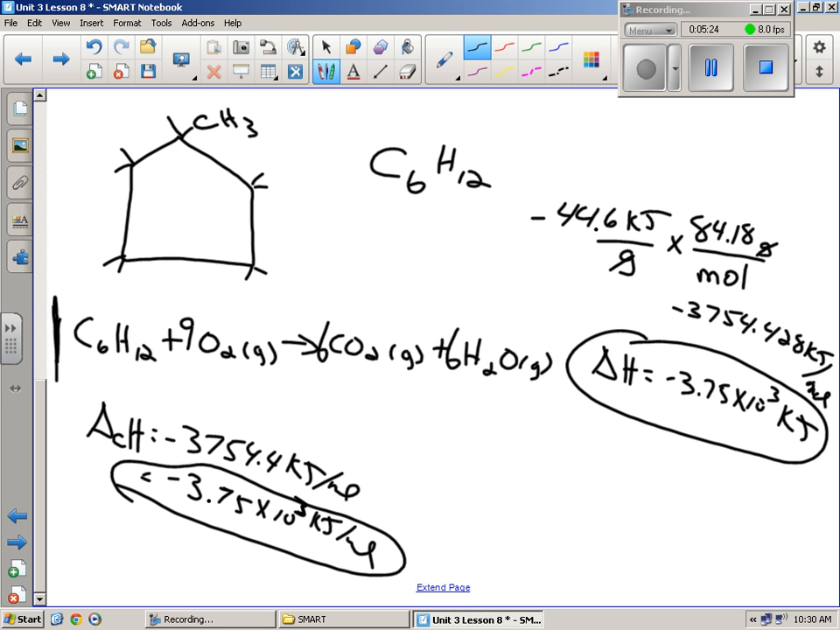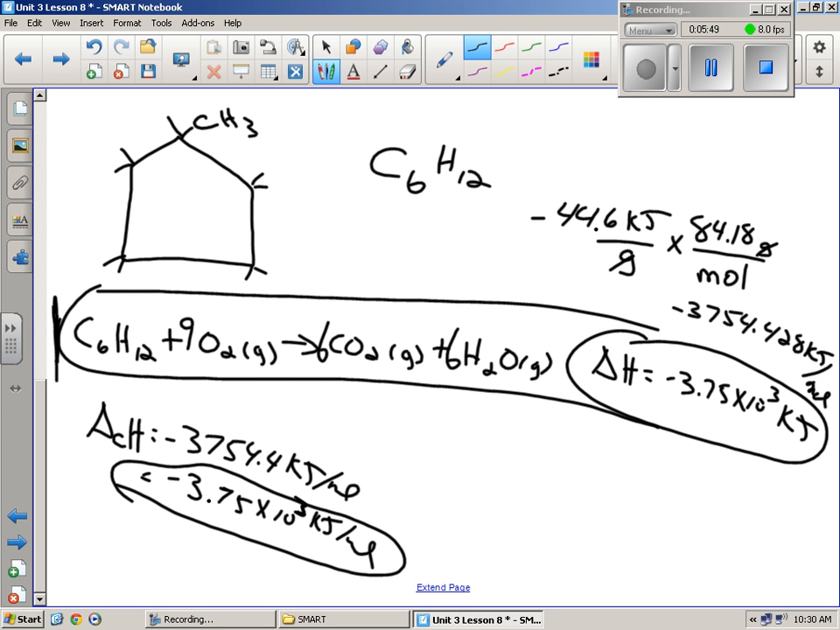So there, that would be a balanced thermochemical equation for that particular one, yes? Once again, it's 3754 kilojoules per mole that we burn, and we're burning 1 mole, so negative 3754, basically rounded to significant digits. So this would be a balanced thermochemical equation right there for you. Good? Questions, anyone? All right.